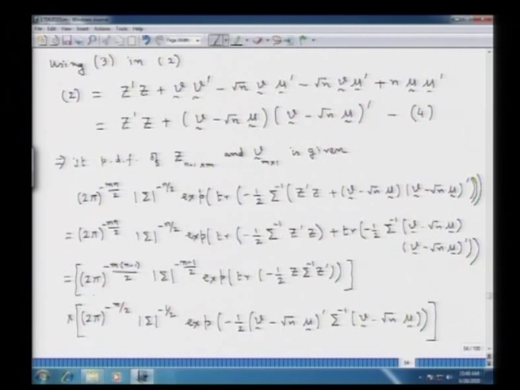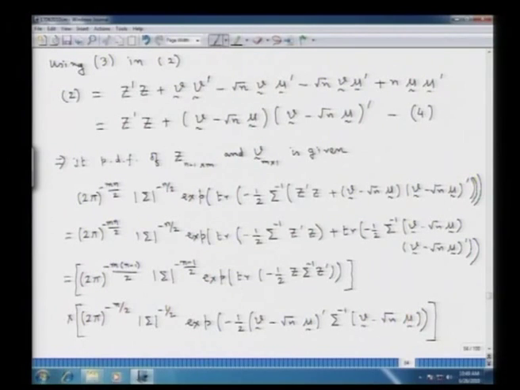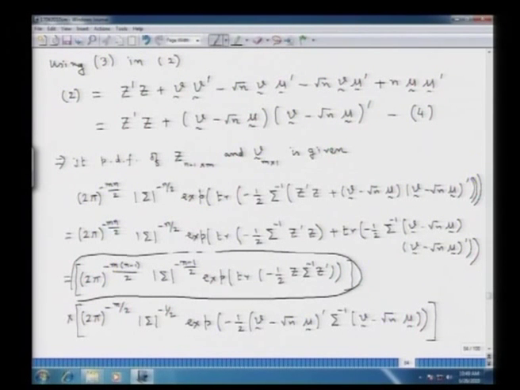And also note that if we have this as a first part, which corresponds to the probability density function of the random matrix Z, then this reminds us of the probability density function of a matrix normal distribution. So this first part here corresponds to the probability density function of a matrix normal distribution, and this second part here corresponds to the probability density function of a multivariate normal distribution.